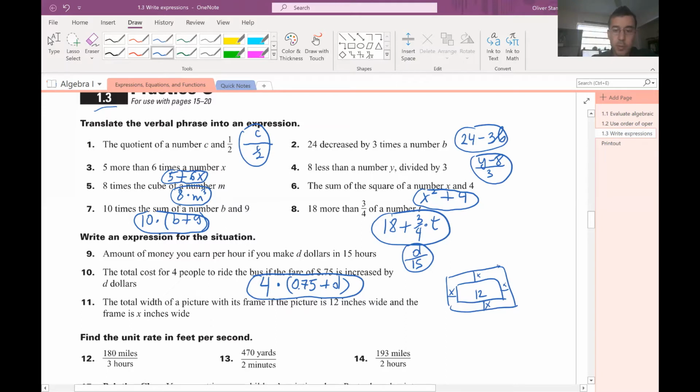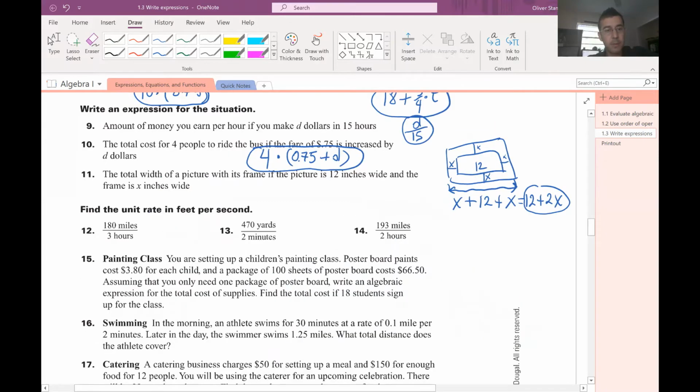So what's the total width of the picture? So the total width is this right here. Well, that would be x plus 12 and then plus another x here, or that is 12 plus 2x. X plus x is 2x. So this is the expression for number 11. Number 12, 13, and 14 are similar.